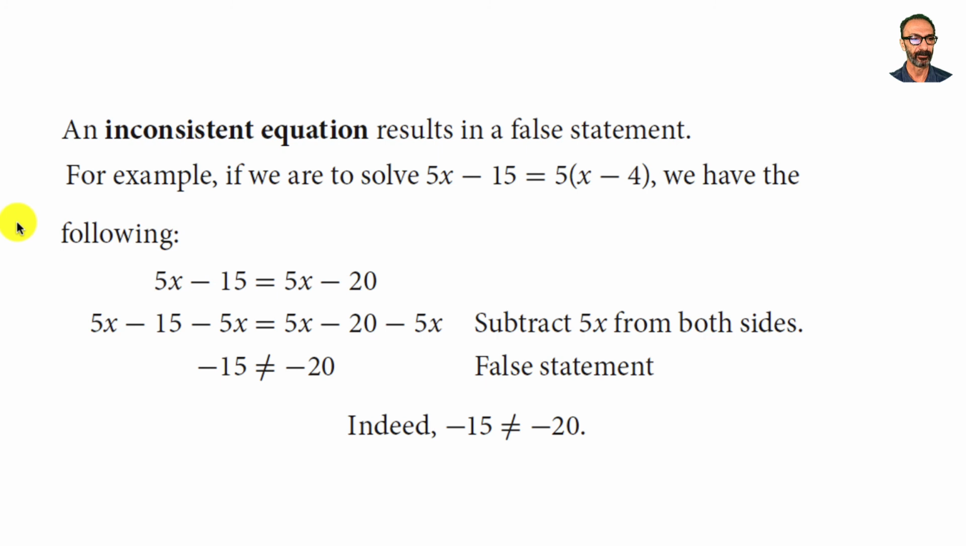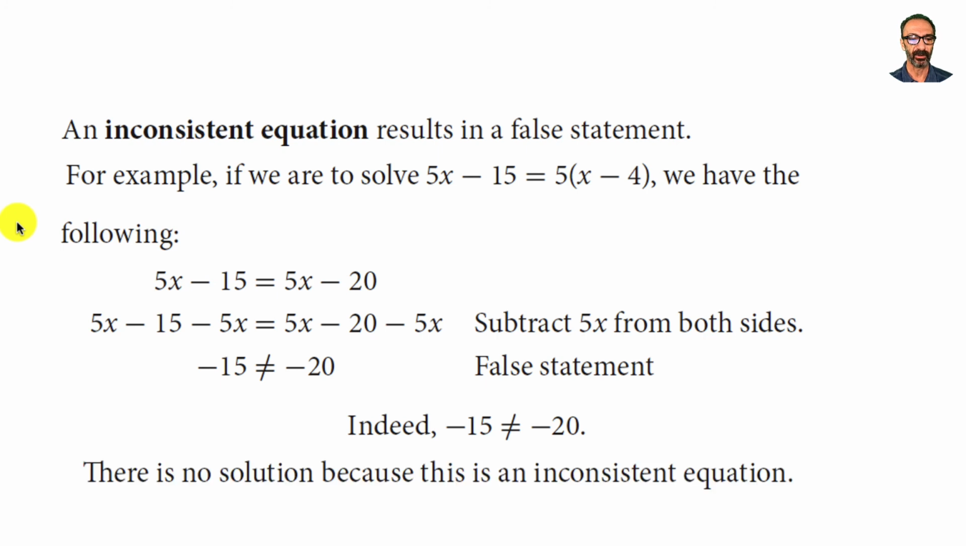So inconsistent means no solution because it doesn't work. There is no solution because this is an inconsistent equation. It's like you're solving two equations for two straight lines, but the straight lines do not intersect. They are parallel lines. That's called inconsistent. There is no point of intersection.